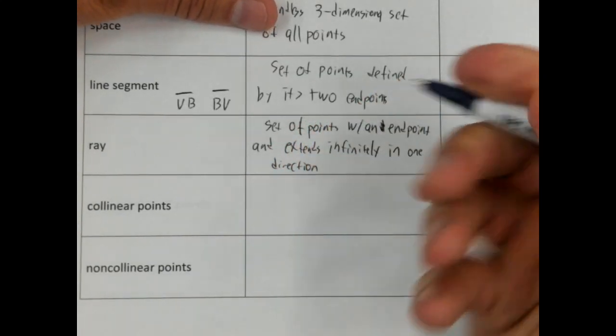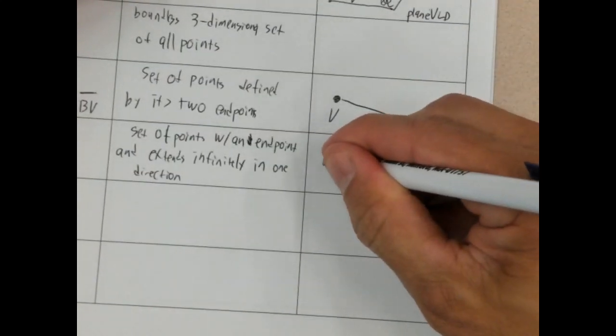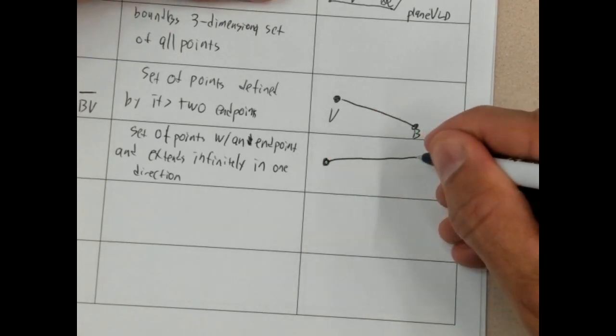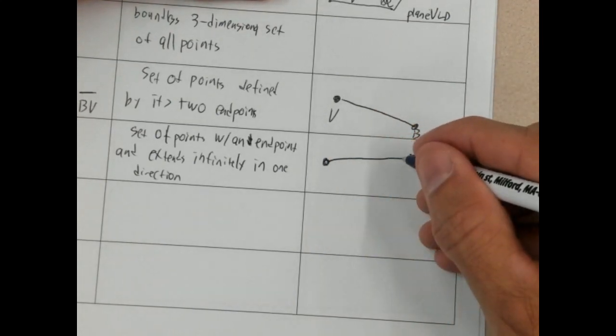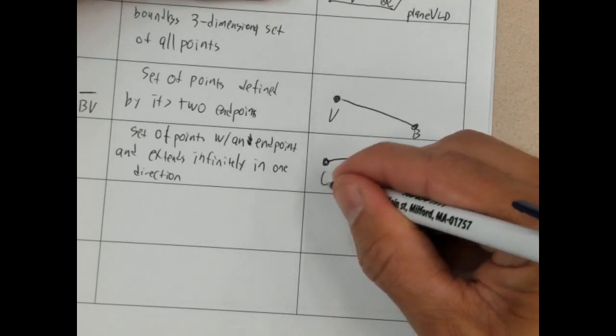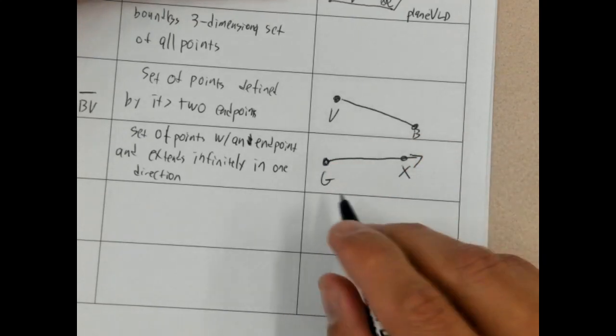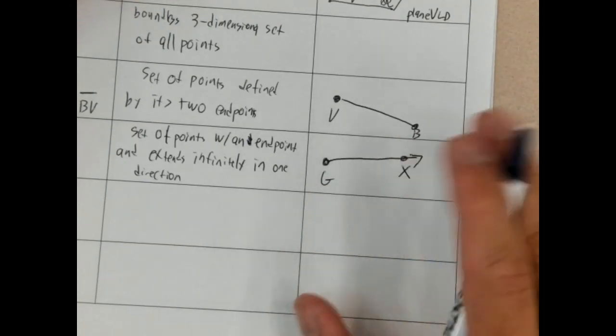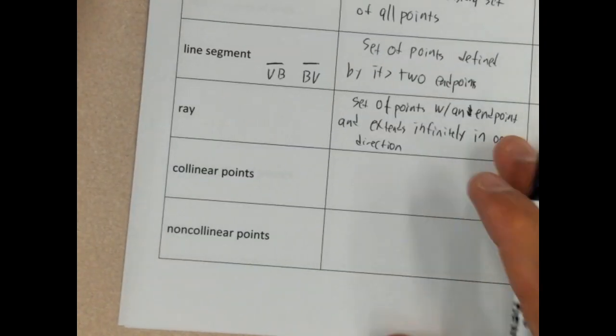Think of it as like a laser, right? If you have like a laser pointer, it has an endpoint, it goes infinitely in another direction. So we're going to have an endpoint here, and it's going to go, let's say, that direction. You need another point, though, along that ray. So we're going to call this GX. So it's ray GX.